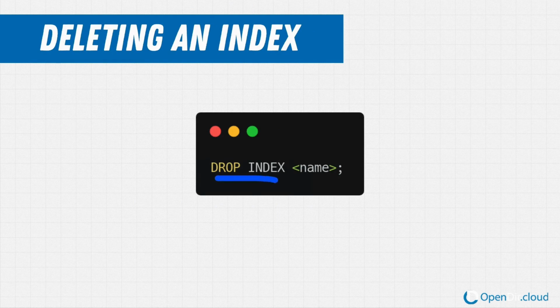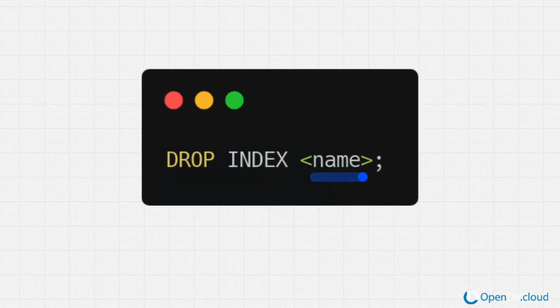How do you delete an index? You drop index and you give it the name. Very straightforward.